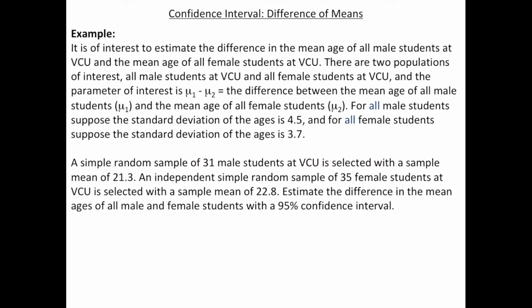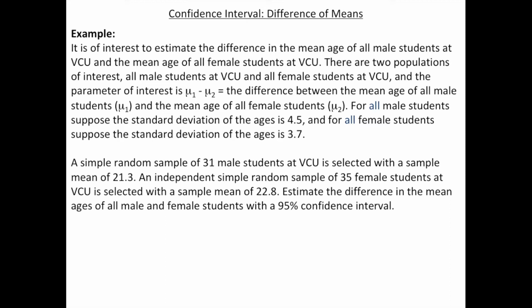So let's look at an example. It is of interest to estimate the difference in the mean age of all male students at VCU and the mean age of all female students at VCU. There are 2 populations of interest, all male students at VCU and all female students at VCU, and the parameter of interest is mu1 minus mu2, the difference between the means.